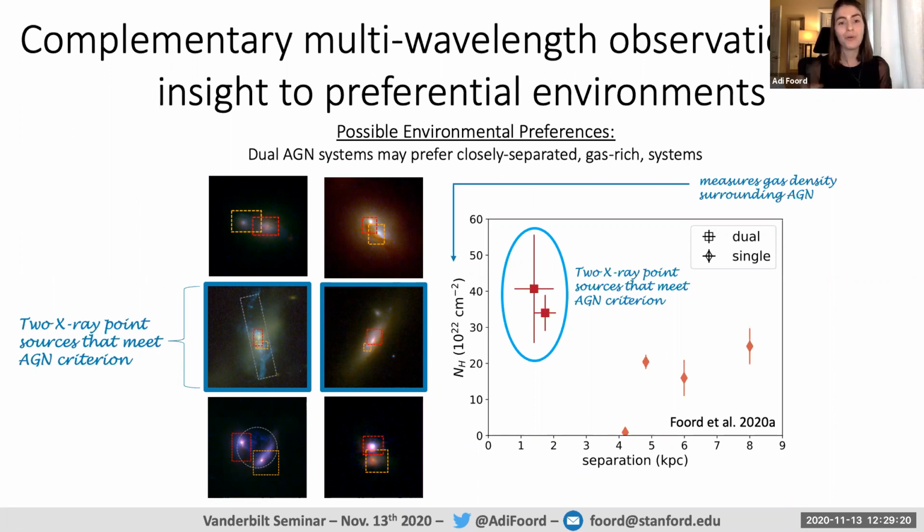This NH value is something that you can fit for through the X-ray spectral fits, and it measures the gas density that's immediately surrounding the AGN. So I won't call it a trend because there's only 6 points on this figure, but I will say that the data suggests that AGN pairs may prefer closely separated and gas-rich environments. And this is something that simulations have found as well.